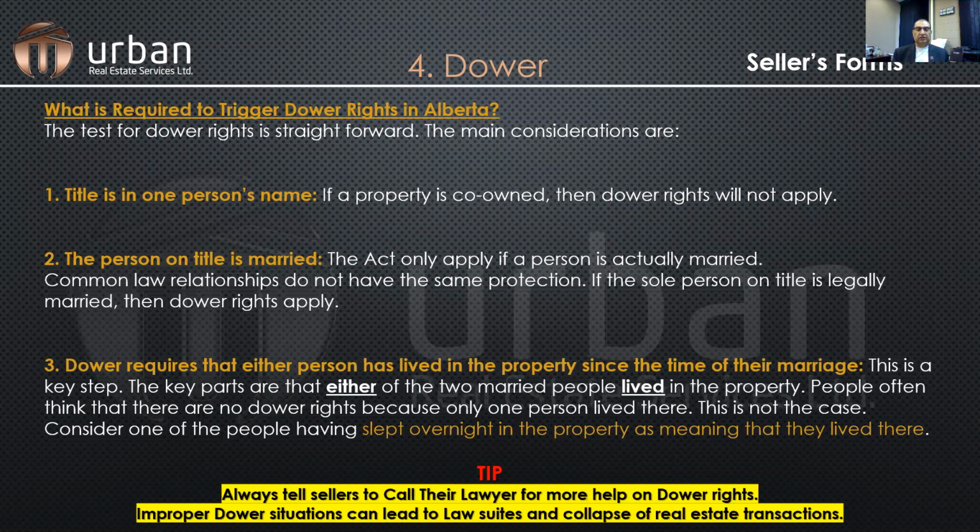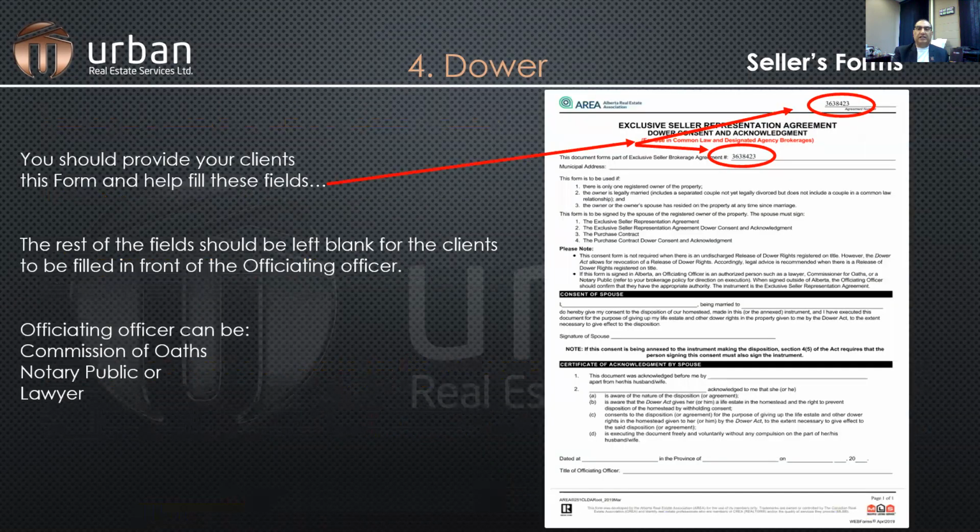So consider one of the persons, for example, having slept overnight in the property, and that now in legal language means that they have lived there. So these are the things. The DAVA form is a very simple form. You look at this form. It's just a one-page form, and you don't have to fill too many fields. You just find out if DAVA could be an issue, and if the seller says yes, it could be, then you just provide them, as a service, this form and tell them to get it filled in front of a commissioner of oath or a notary public or a lawyer.